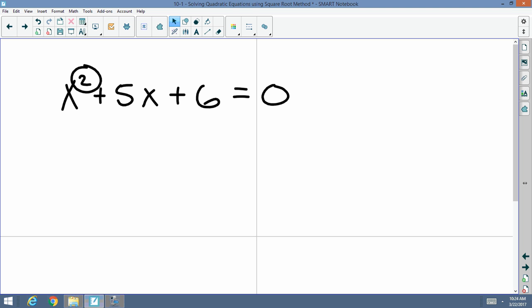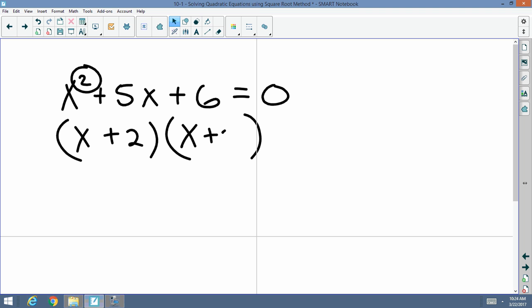This is a degree of 2, and we call polynomials with a degree of 2 quadratics. A binomial is when you have two terms, guys. But when you have a power of 2, it's called a quadratic. So what we have to do to solve here is we factor. What times what is 6, and when added together is 5? That's going to be 2 and 3.